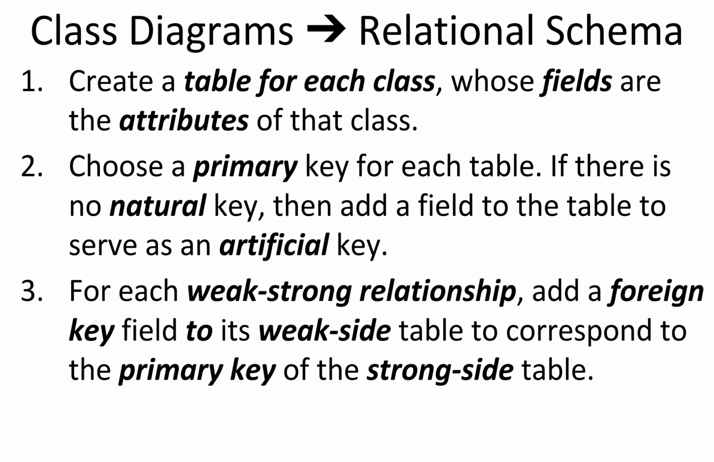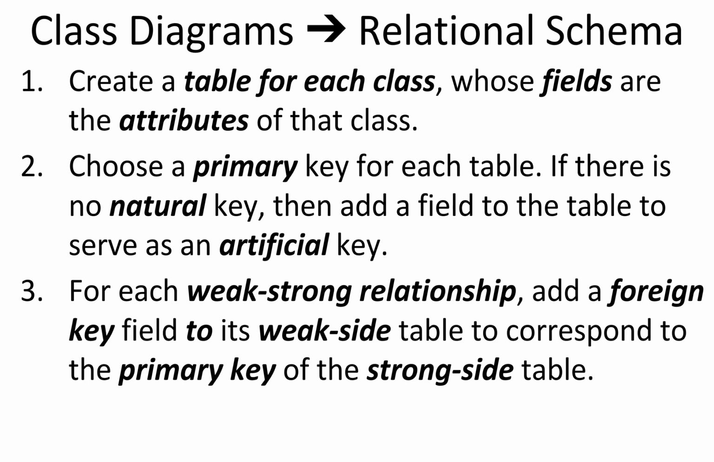Again, 3 steps. The first step is for every class, we generate a table. So there's pretty much a one-to-one relationship between the class and the table. And then all the attributes that were in the original class are just going to become fields in the schema. So everybody gets a primary key by default. If there is a natural key, if a class has a key that uniquely identifies it, don't generate an artificial one.